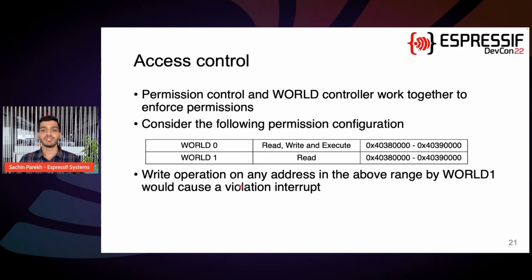So let's see how permission control and the world controller work together to enforce permission. Let's say we have the following configuration done for the address range highlighted over here. As you can see, world 0 has complete access, read, write, execute, to any address in this range, while world 1 only has read access to this range. So now if world 1 tries to perform a write operation on any address in this space, then it would trigger a violation interrupt, while world 0 wouldn't trigger any violation interrupts.